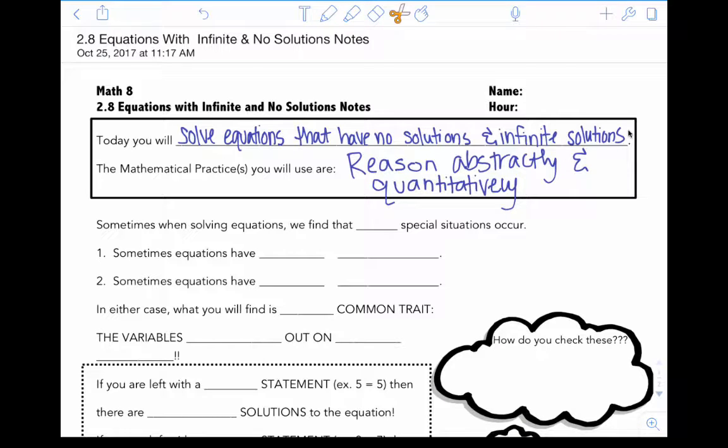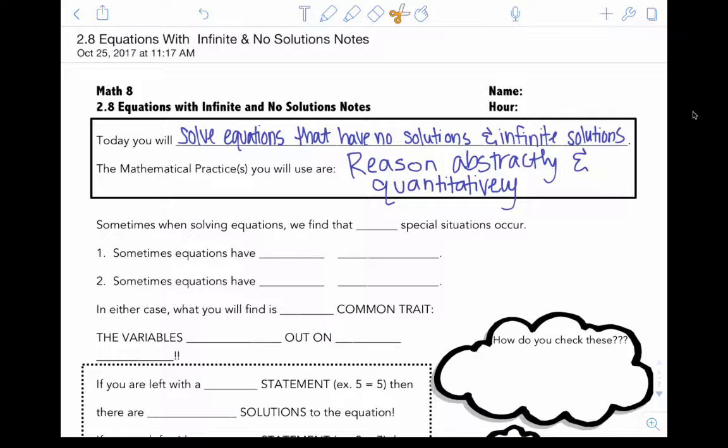For section 2.8, equations with infinite and no solutions, we're going to solve equations that have multiple steps, but these equations are going to have no solutions, or they might have infinite solutions. So we're taking our previous knowledge of solving equations where we would solve it down and we would get a single solution like x equals 0, and we're going to take that another step further.